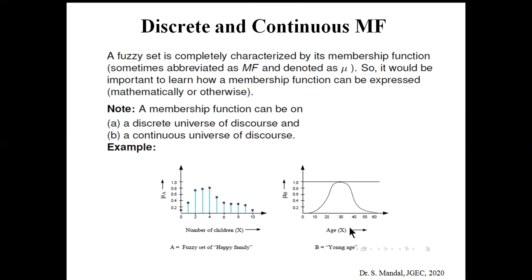If we consider the young age, and plot from 0 to 60 years, and say that 30 is the young age, the corresponding membership function will take a shape like this. For 30, the membership value will be maximum, but if it is slightly less than or slightly greater than 30, it will be also young but not so young, so its membership value will gradually decrease. Whereas this one is an example of a discrete membership function.